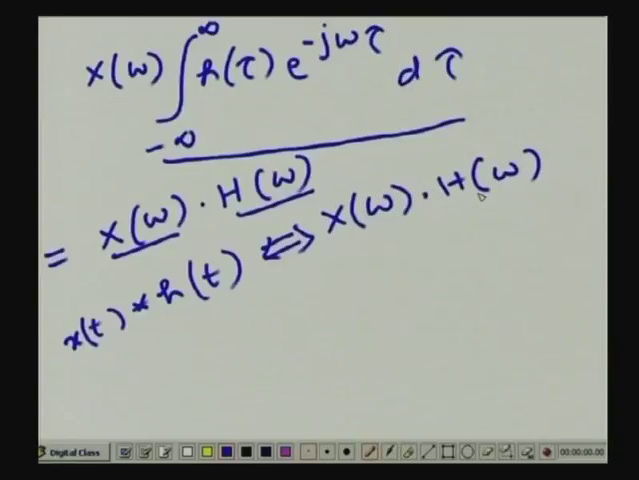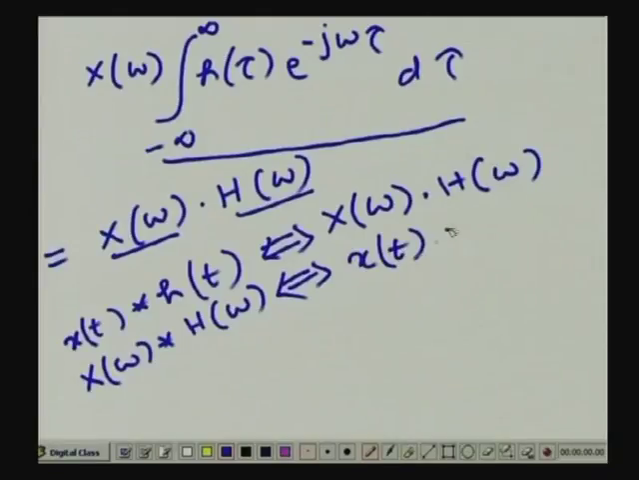The reverse is also true. That is, if we take the convolution of X omega and H omega in the frequency domain, this will be equivalent to multiplication of x t and h t in the time domain. So, both these relations are true, and we will apply these relations to find out how the signal can be reconstructed from its sample values.